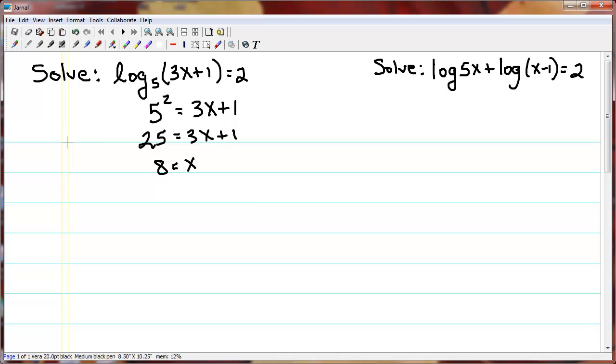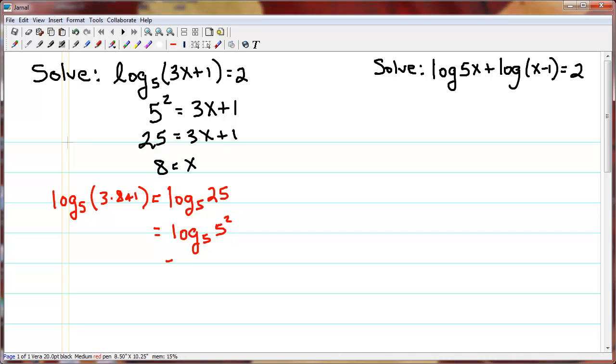This is not a negative number, so most likely this is not extraneous, but let's just check our work anyway. So let's plug that back in. So log base 5 of 3 times 8 plus 1 gives us the log base 5 of 25. And remember to solve that using our mental math. We are going to convert 25 to 5 squared, and inverse operations of logs and exponents tells us that this equals 2. Which matches our original problem, so that checks out.